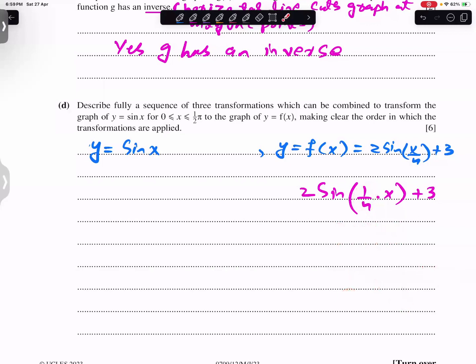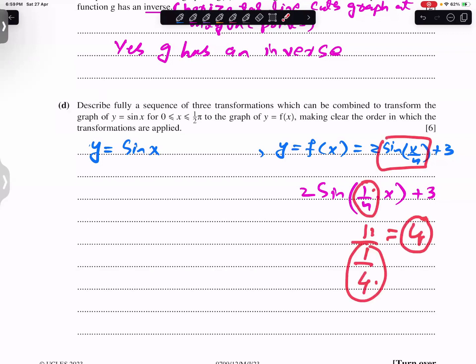Let's say in our question, instead of 1 over 4 x, we had just 2 sine 4x plus 3. Then my horizontal stretch would definitely be 1 over 4, which is 1 divided by this constant. But in the current situation, we have 1 over 4 times x. So the formula for the factor is 1 divided by the coefficient of x. So 1 over 1 over 4 will be 4. You will pronounce that there is a horizontal stretch with factor 1 over 1 over 4, which is actually 4.